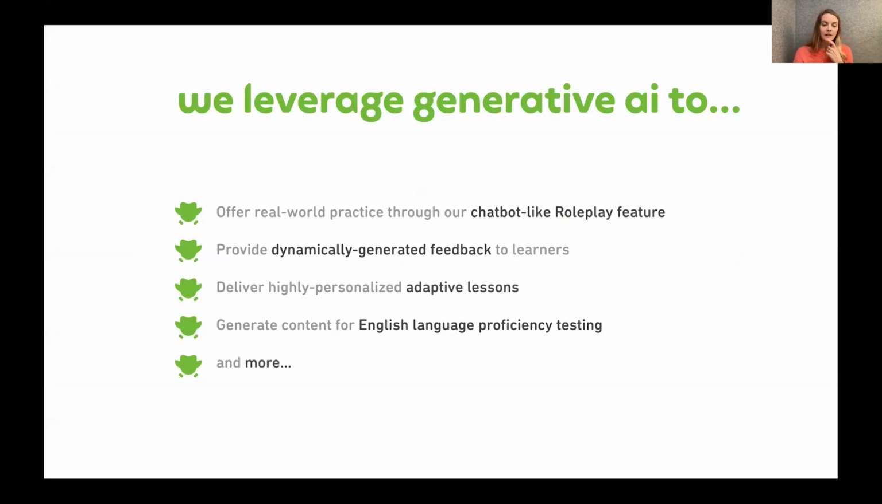But first, we are working hard to offer real-world language practice through a feature we call Role Play. It's kind of like a chatbot, and I'll show you what that looks like in a minute. We provide dynamically generated feedback to learners a couple of different ways. We are offering adaptive lessons to our learners that gradually increase the difficulty to really target the zone of proximal development. And we're also generating content with generative AI for something we call the Duolingo English Test. It's an English language proficiency test.